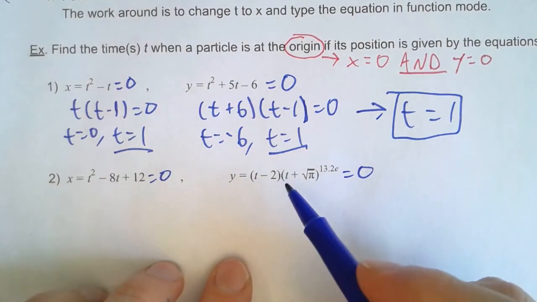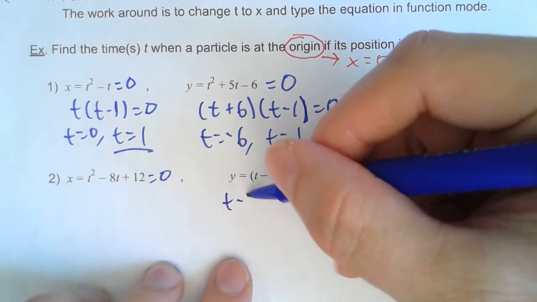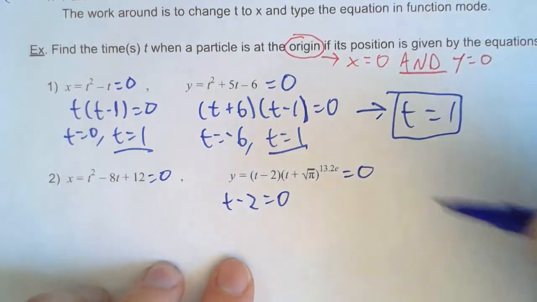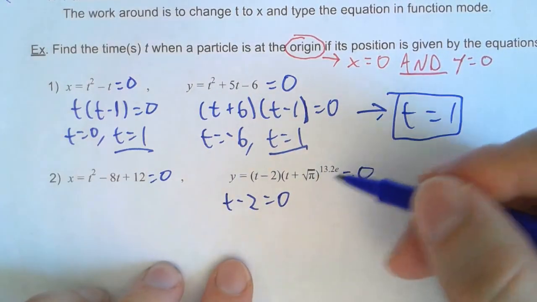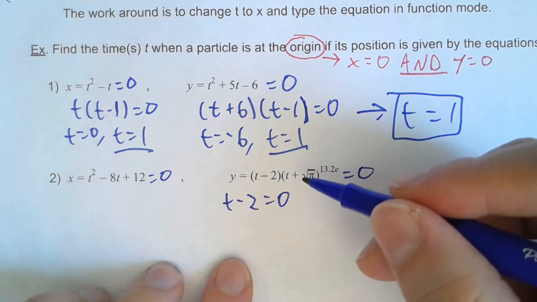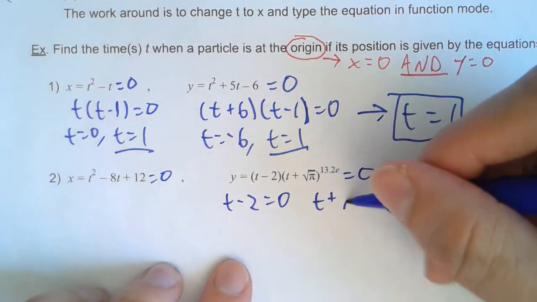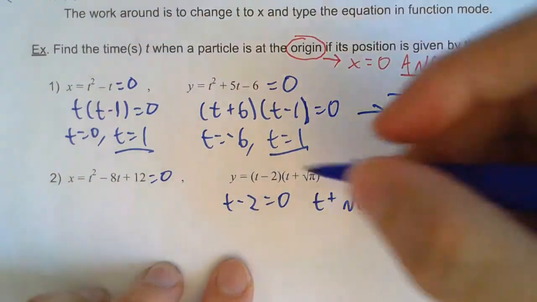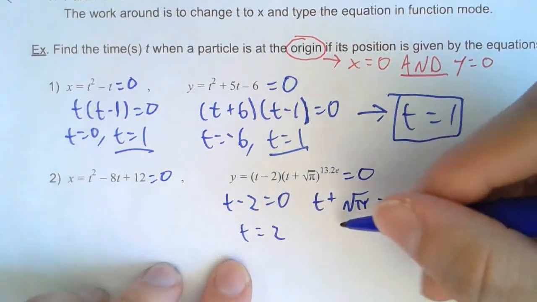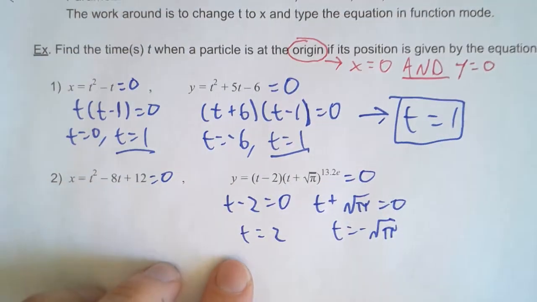So this one, even though it looks funny, it's actually pretty easy because it's already in factored form. You're just using your zero product property. Either t minus 2 has to equal 0, or this whole funky thing has to equal 0. The exponent doesn't matter. If this part is 0, 0 to any power is 0. So you would just be looking at t plus square root of pi equals 0. And so you'd have t equals 2 and t equals negative square root of pi.